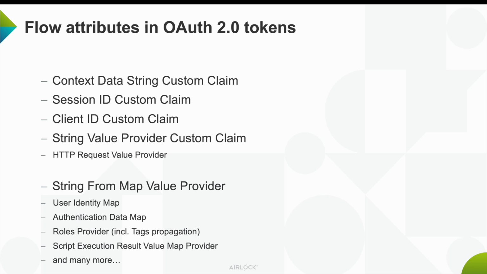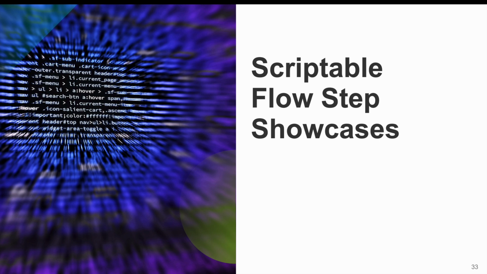And there are many more, but I don't want to continue with that. You can go to the config editor and look it up yourself. Just remember string value provider custom claim plugin and string from map value provider plugin. Those are the important ones if you want to get at all the detailed maps and value providers that we have in Airlock IAM. So that's it for OAuth and OpenID Connect.